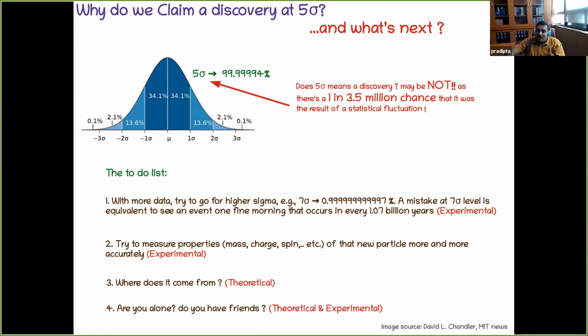Sorry for the typo. So a mistake at the 7 sigma level means witnessing an event on a fine morning which has appeared only 4 times till now in the history of the visible universe. So you can see that that is what the experimentalists are doing. Next, when you have a discovery, try to measure the basic properties. That is the mass, the charge, the spin, so that you know more and more about this particle. These objects are definitely the job of the experimentalist.